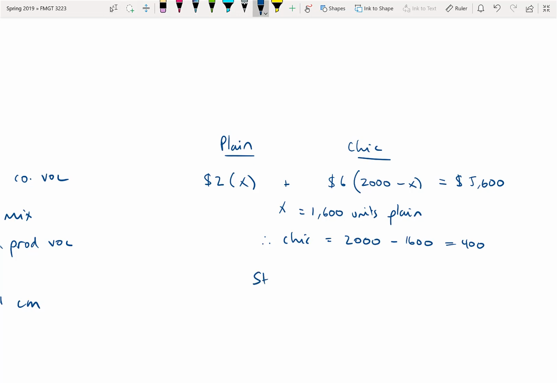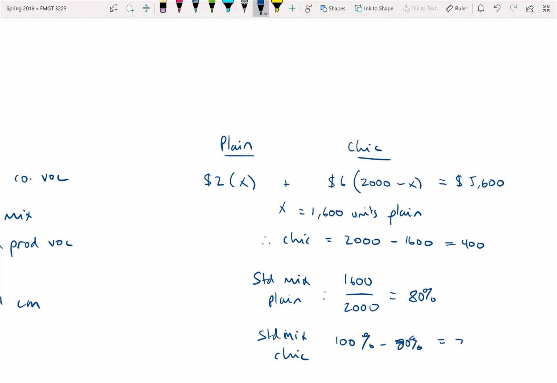We've got our standard mix then of Plane, and that's the 1,600 units out of the total of 2,000 units, and that gives us 80%. And then the standard mix of Chic would be 100% minus the 80%, which is 20% Chic. Or you could just say 400 over the 2,000 units. So we've got 80-20 going on over here.